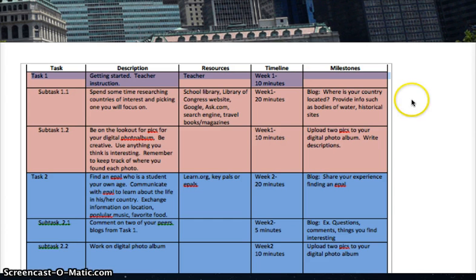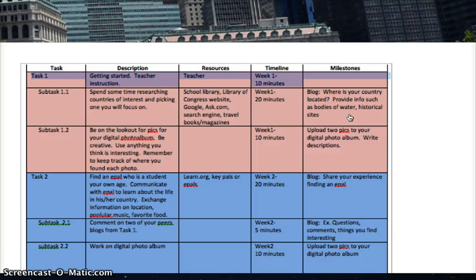That same day they would spend time researching the countries of interest and picking one they wanted to focus on. You could give them a list of resources to use. I like the school library, the Library of Congress website, Google, ask.com, travel books or magazines. And this milestone includes a blog. In this blog, they'd be talking about where their country was located, providing info such as bodies of water, historical sites.